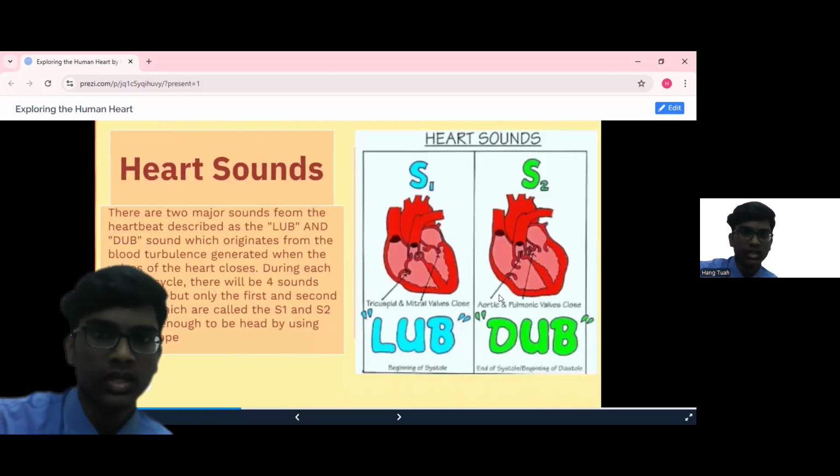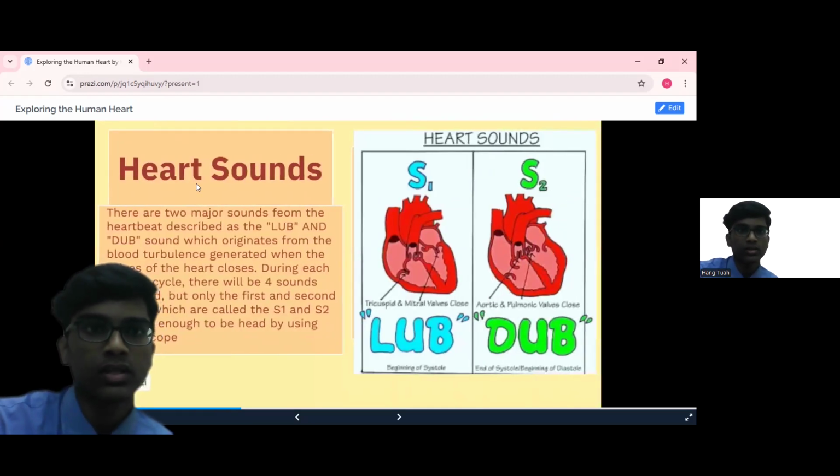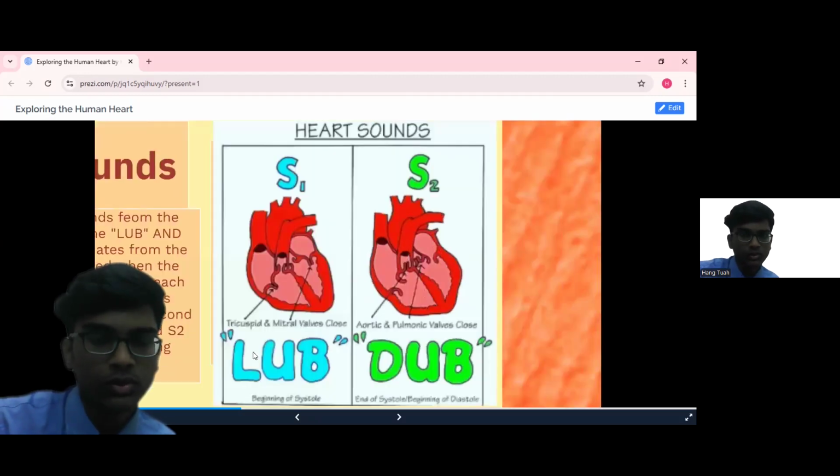The next, we will be looking at the heart sounds. There are two major sounds from the heartbeat, described as the lub and dub sound, which originate from the blood turbulence generated when the valves of the heart close. During each cardiac cycle, there will be four sounds produced, but only the first and second sounds, which are called S1 and S2, are loud enough to be heard using a stethoscope.